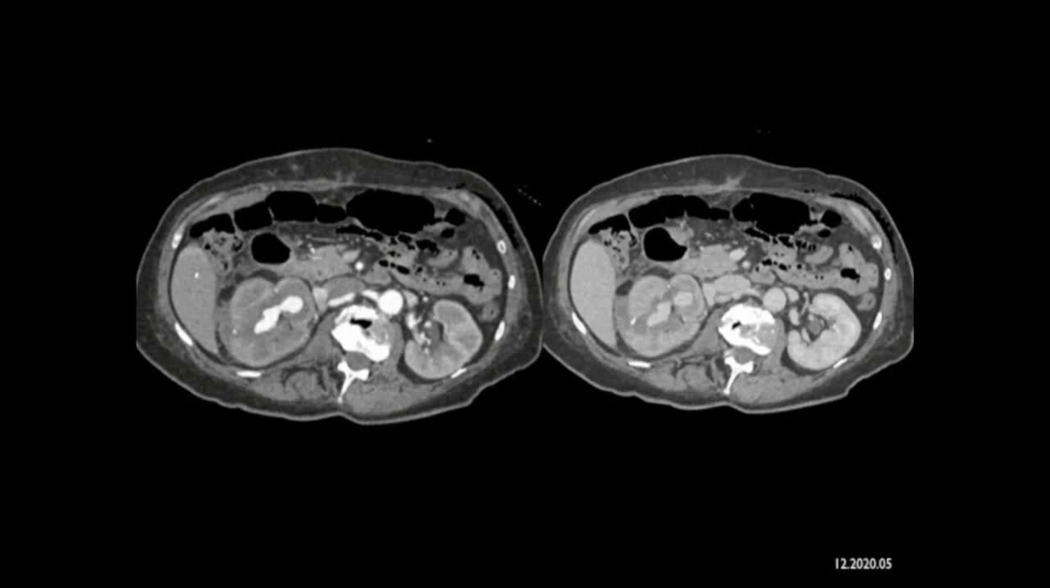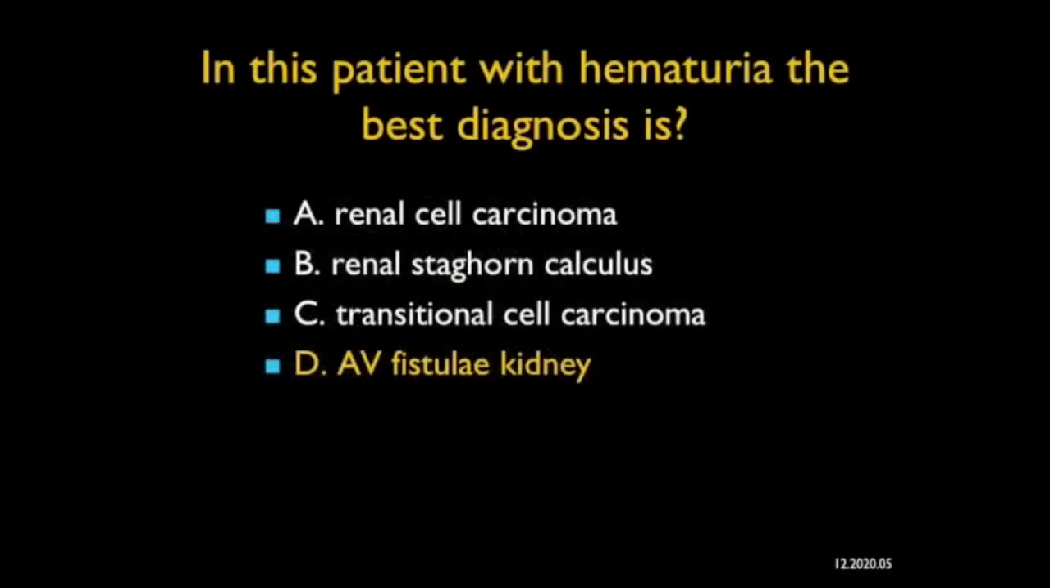Now, it'd be great to have other images. So it's not a renal cell, and it's obviously not a stone because it changes density. It's not a transitional cell, but this is a classic appearance of an AV fistula. AV fistulas can be due to trauma, can be due to prior procedures, can be congenital, can cause hematuria and simulate a tumor. Just a very, very nice example.